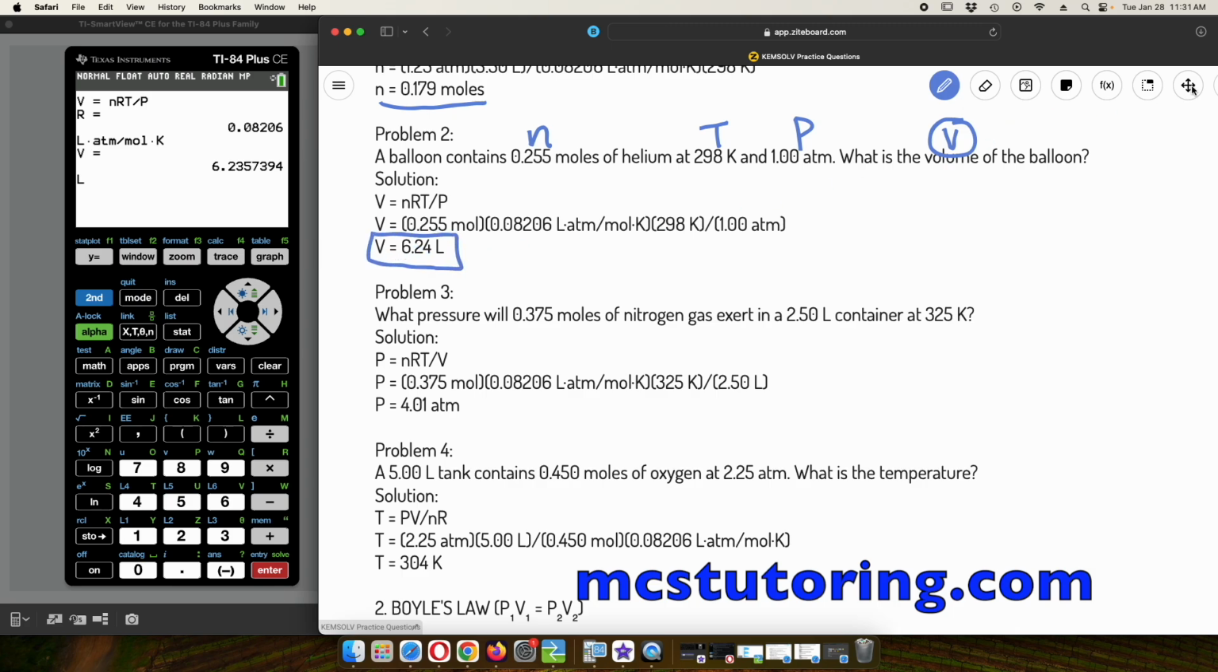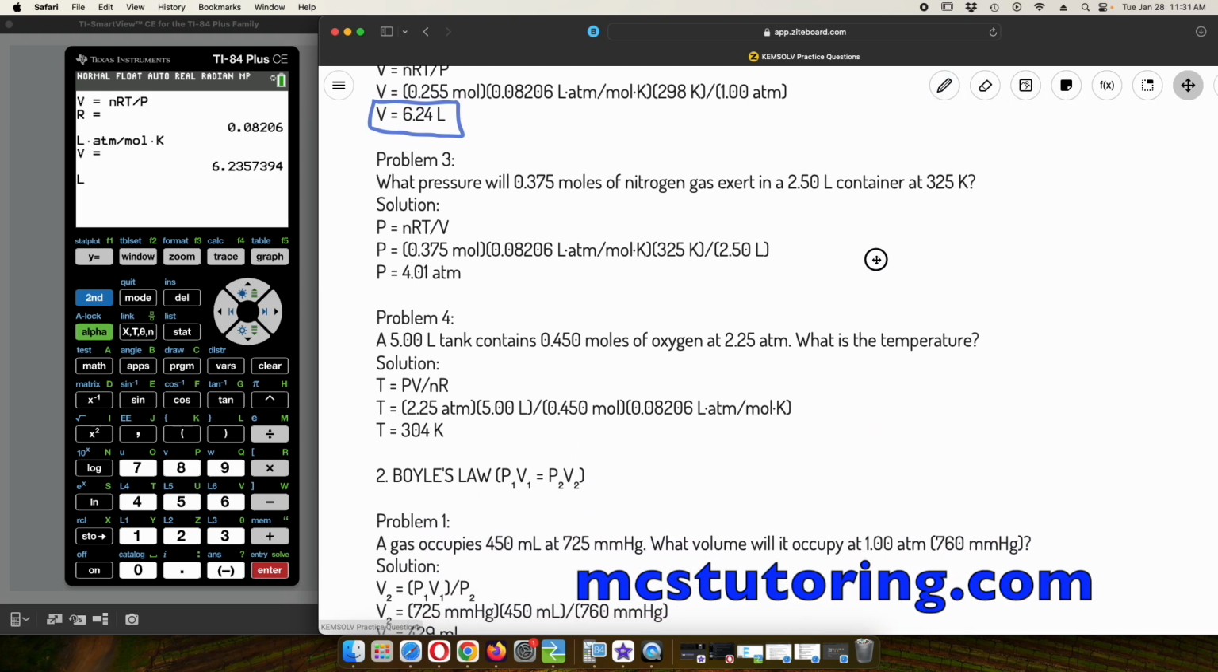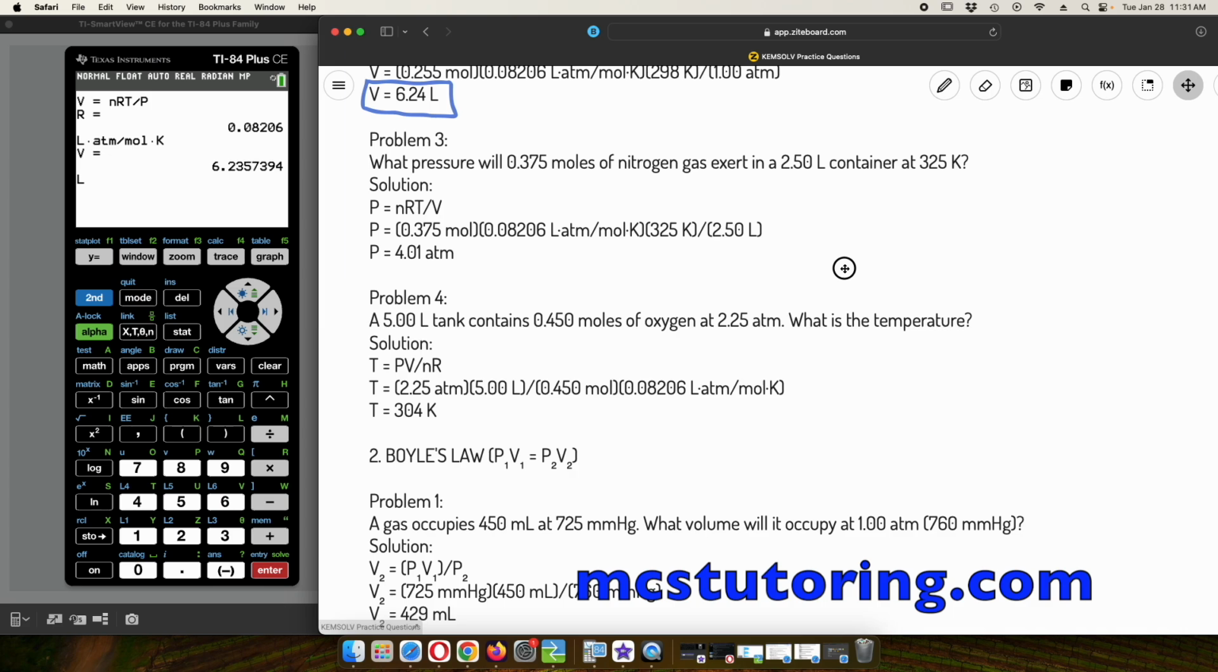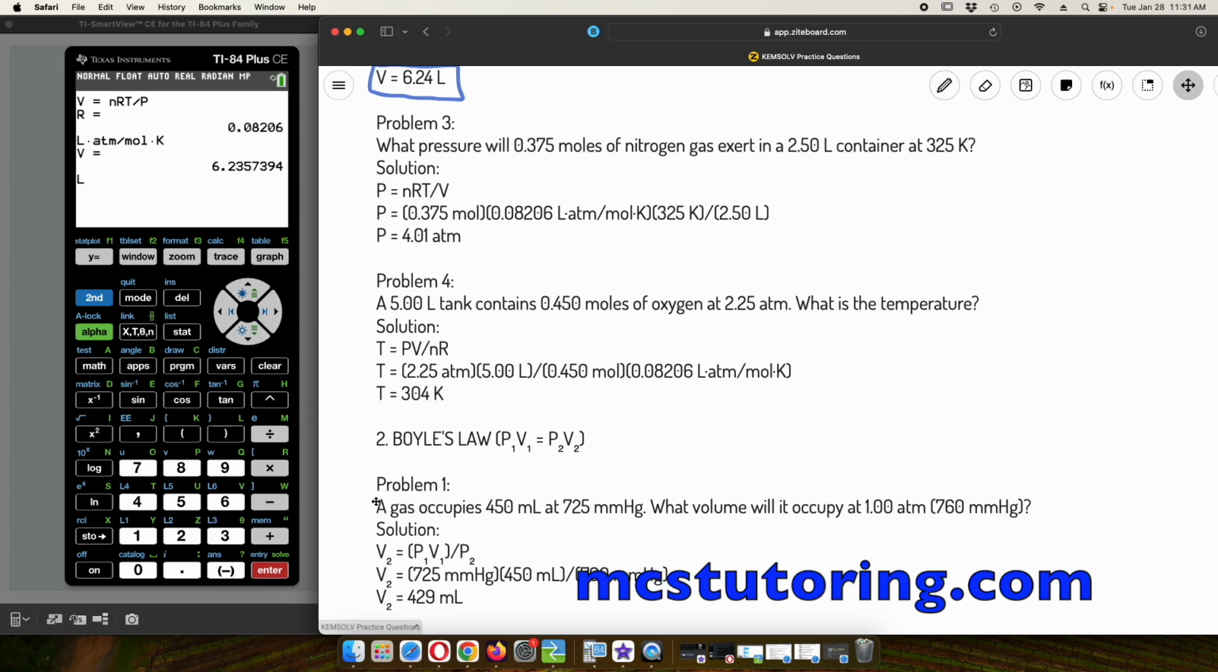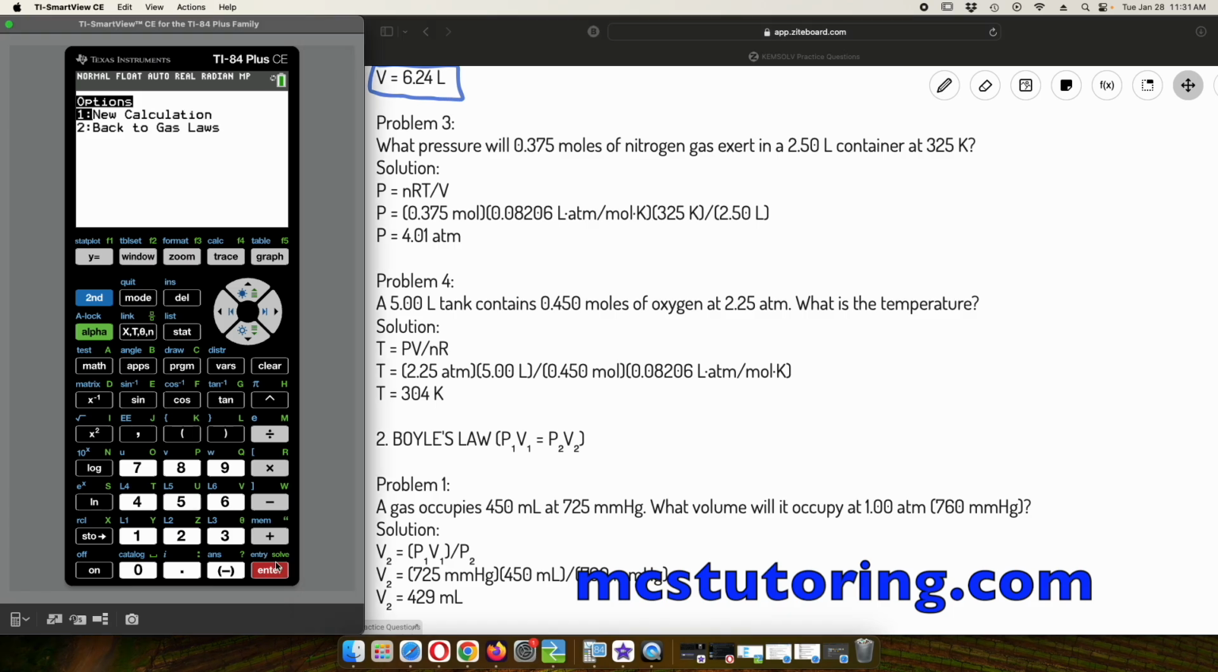Your teacher may have very specific rules which vary from what I'm using about significant digits or significant figures, basically interchangeable terms. So just check with your teacher's instructions for the rules for rounding. So we can go back to gas laws.